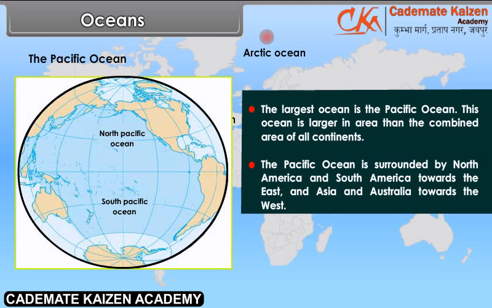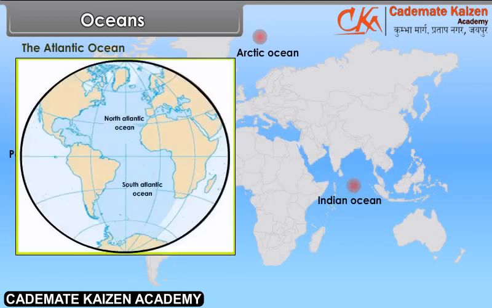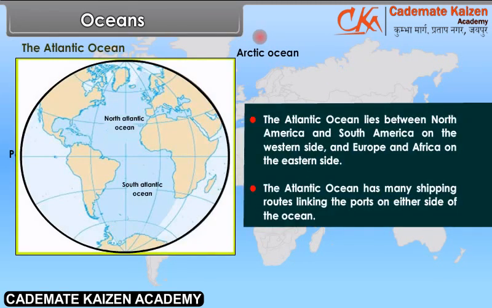The Pacific Ocean is surrounded by North America and South America towards the east and Asia and Australia towards the west. The Atlantic Ocean. The Atlantic Ocean lies between North America and South America on the western side and Europe and Africa on the eastern side. The Atlantic Ocean has many shipping routes linking the ports on either side of the ocean.